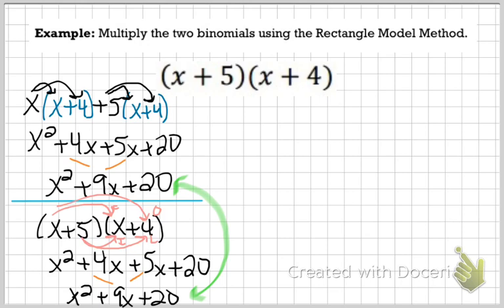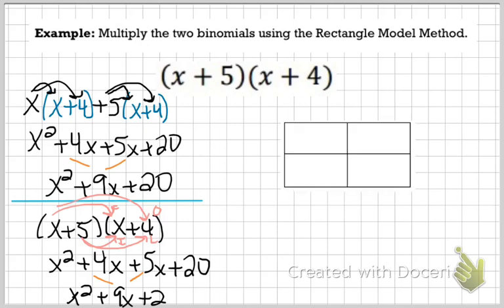Box method. You're probably thinking, well, what does that mean, a box? Box method. Here it is. So it's basically 4 rectangles stacked together this way. You might have seen this, like I said, in your biology class. So what we're going to do is this binomial is going to go here on the side. So x is going to go here, plus 5 is going to go here. This other binomial is going to go up here. So x plus 4.